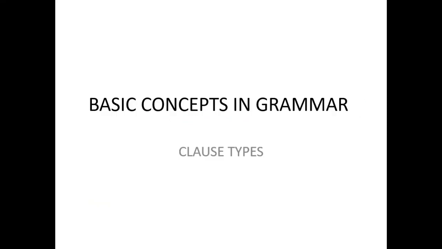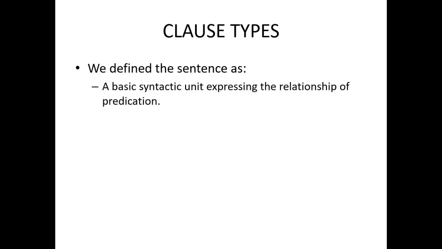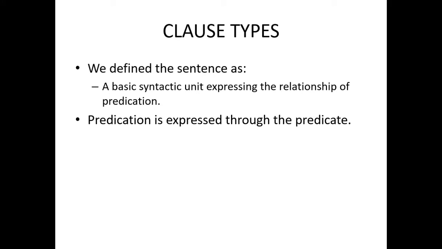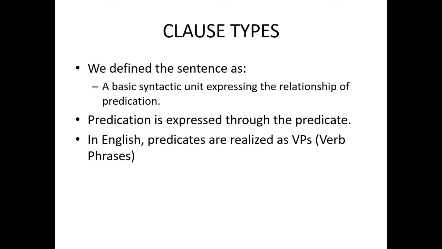It's about clause types. You remember, we defined sentences as syntactic units expressing the relationship of predication. Now, what this definition means is that every sentence has a predicate. And in English, every predicate is a verb phrase. So the verb element is realized through a verb phrase, and every sentence must contain this verbal element.